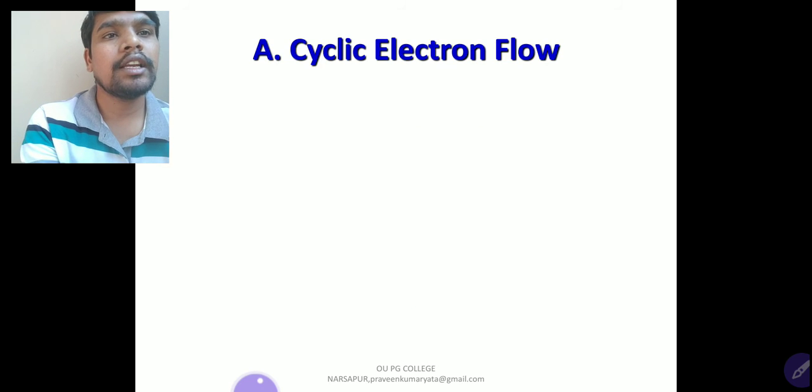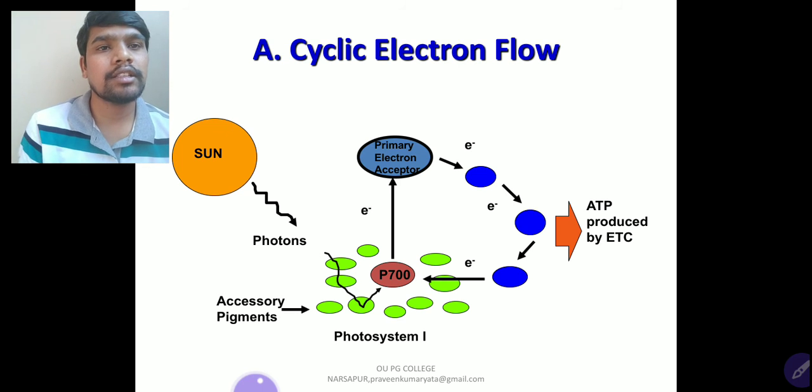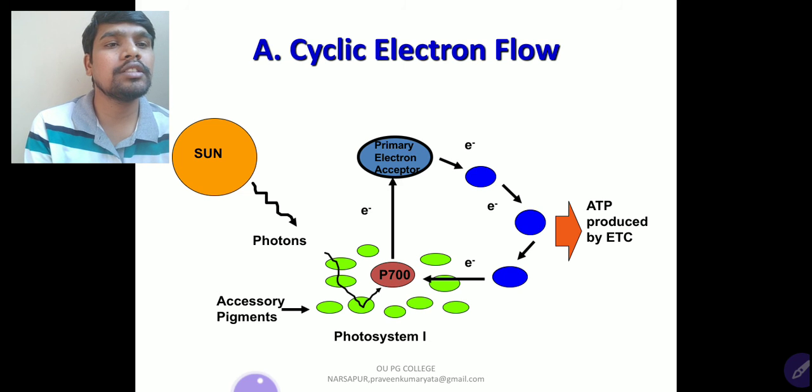This is the cyclic electron flow. From sunlight come photons. Accessory pigments will absorb the photons at P700 wavelength, and will give to the primary electron acceptor, and through this primary electron acceptor will produce the ATP. This is photosystem 1.